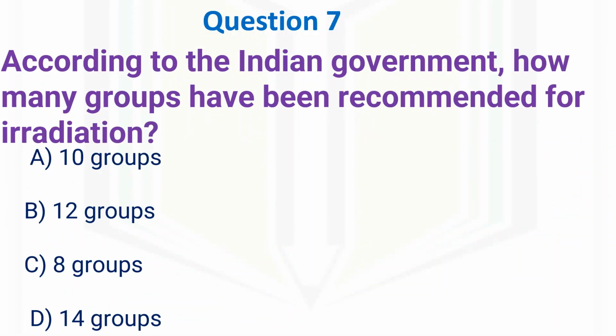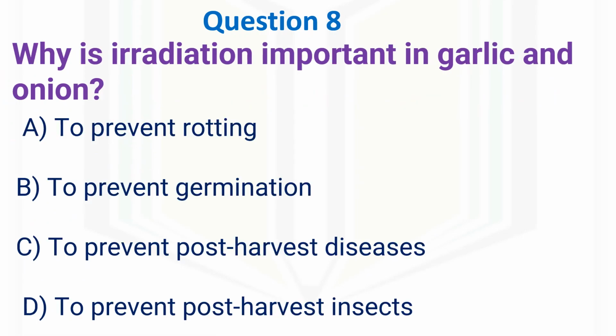Question number 7. According to the Indian government, how many groups have been recommended for irradiation? Options are 10 groups, 12 groups, 8 groups, 14 groups. Correct option is option number D, 14 groups. Question number 8. Why is irradiation important in garlic and onion? Options are to prevent rotting, to prevent germination, to prevent post-harvest diseases, to prevent post-harvest insects. And the correct option is option number B, to prevent germination.